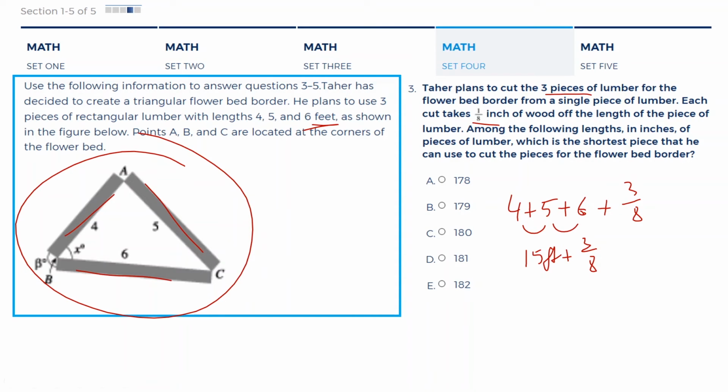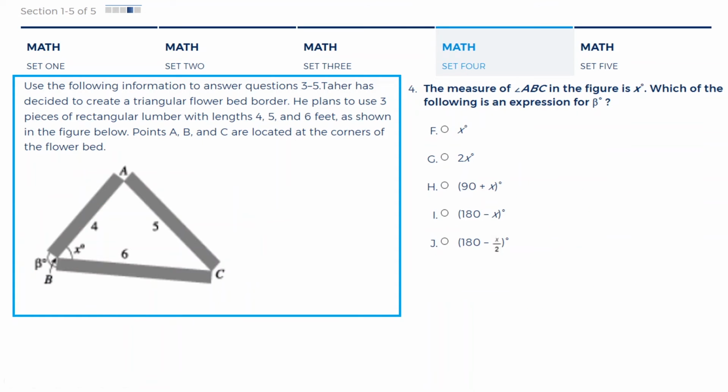Now I have to do 15 multiplied by 12. That gives me 180 plus 3/8. In reality, I think it's 2/8, right? Because there are only 2 cuts. But whatever, it's 181. D.